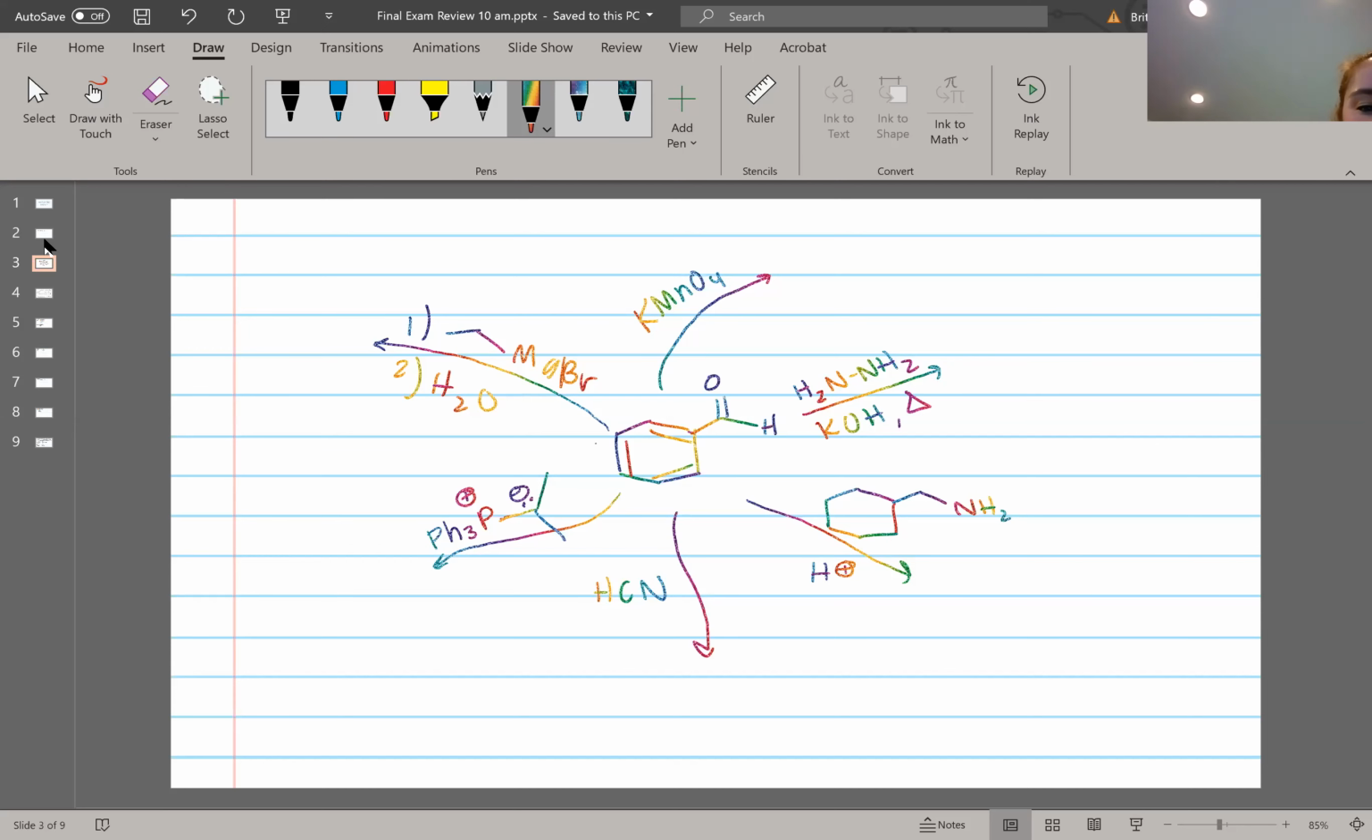Okay, so let's start at the top. If I react benzaldehyde with potassium permanganate, what's going to happen? Is that the reduction, where it'll turn into an alcohol? No, you're going the opposite direction. So it's not a reduction, but it is an oxidation. Does anyone know what the product's going to be? Usually you also see this as an aqueous base solution.